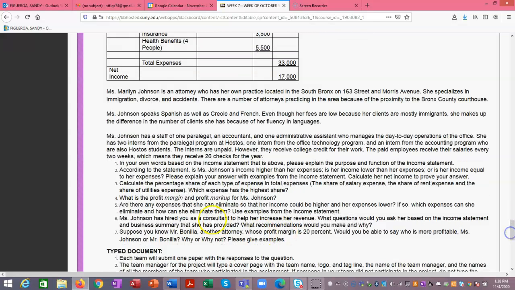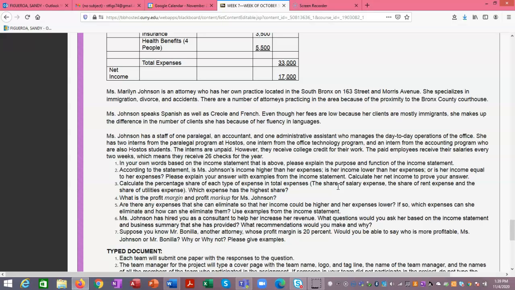All right. The third thing, calculate the percentage share of each type of expense in total expenses. The share of salary expense, the share of rent expense, and share of utilities. Which expense has the highest share? Meaning, which is the highest share that she is spending from her income? What is the profit margin and market profit markup?